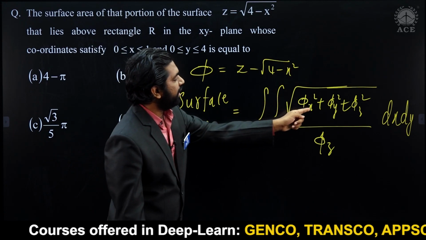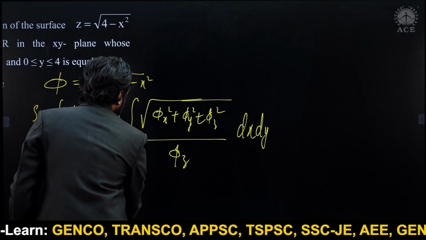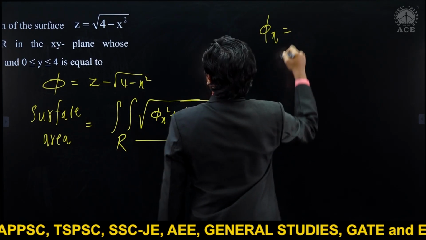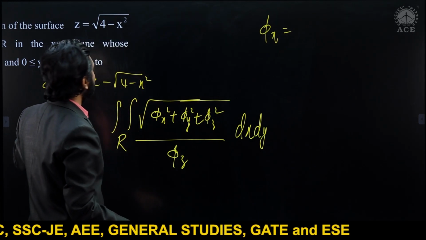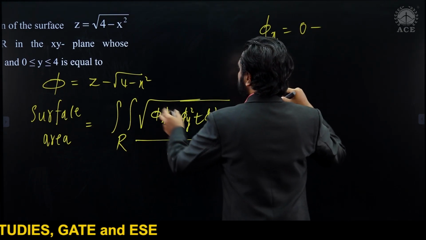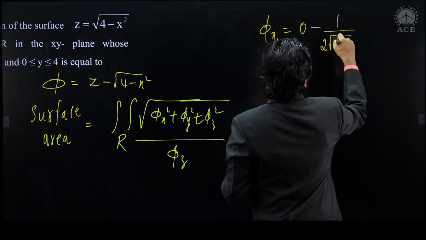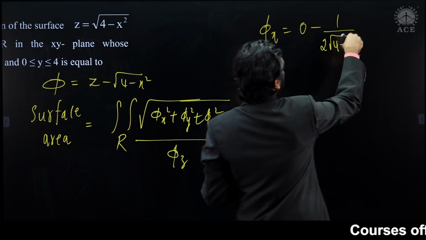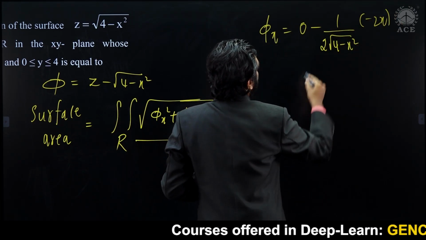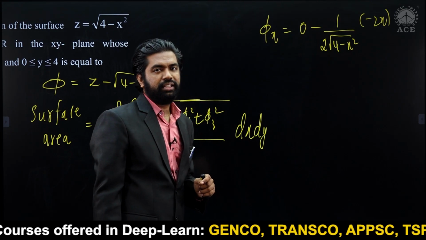Let's find phi x, phi y, phi z. So let's see what is phi x, the partial derivative of phi with respect to x. This is 0 minus, so this is like root x. The derivative of that is 1 by 2 into root of 4 minus x square, into the derivative of the inside quantity, that is minus 2x. So you can cancel this. Finally what is left? x by root of 4 minus x square.